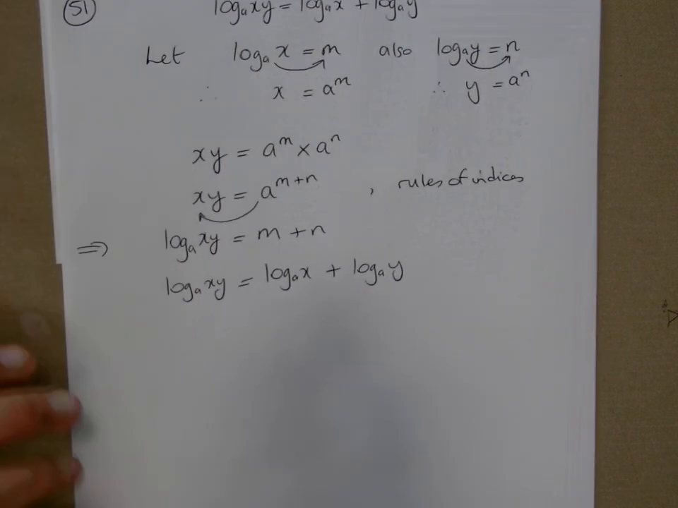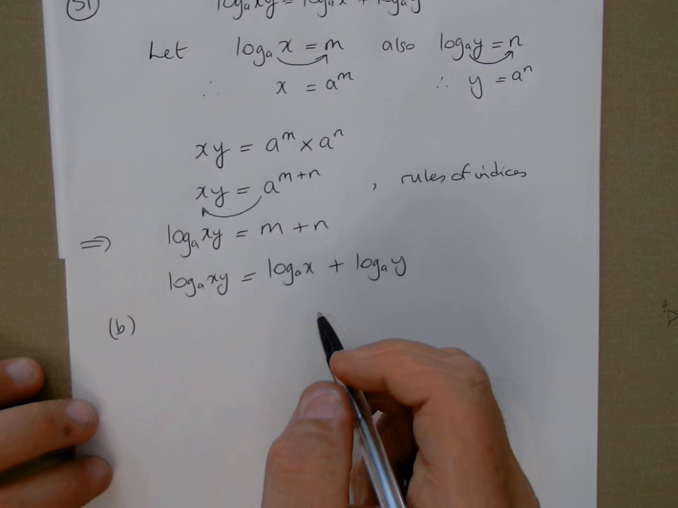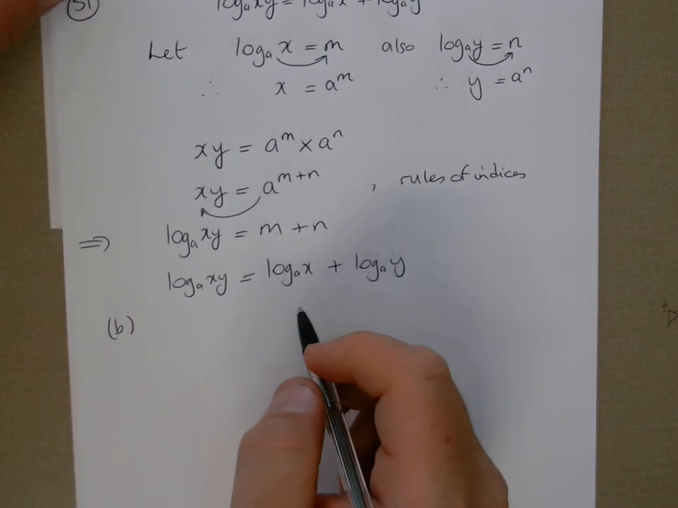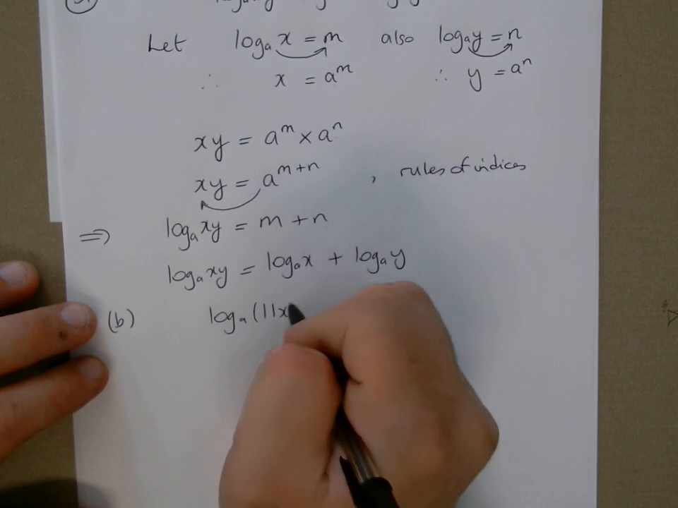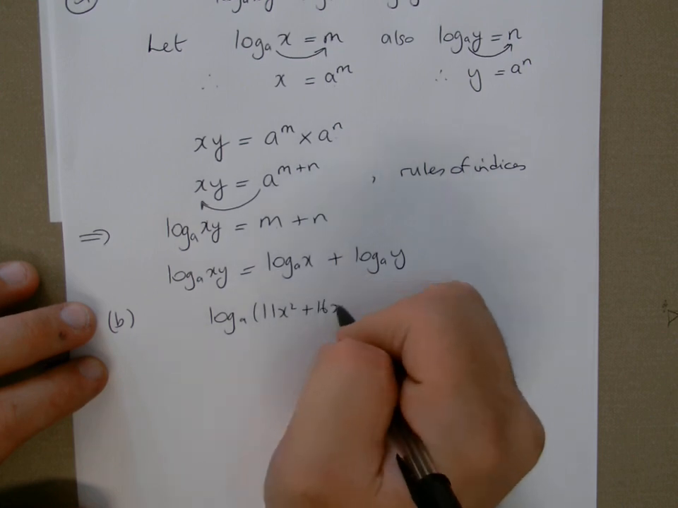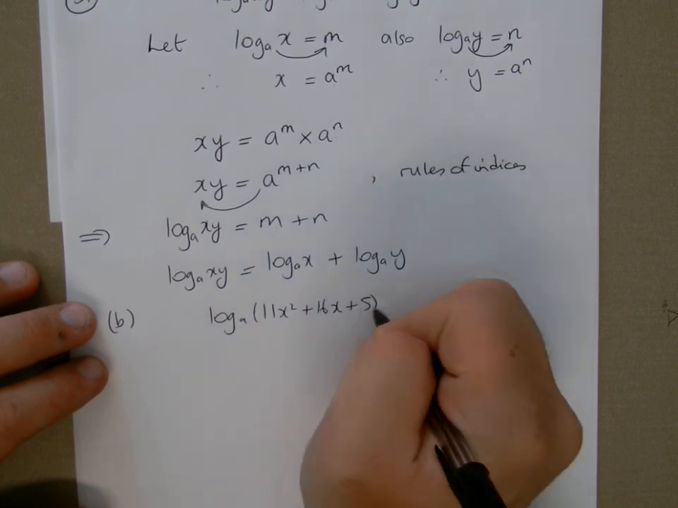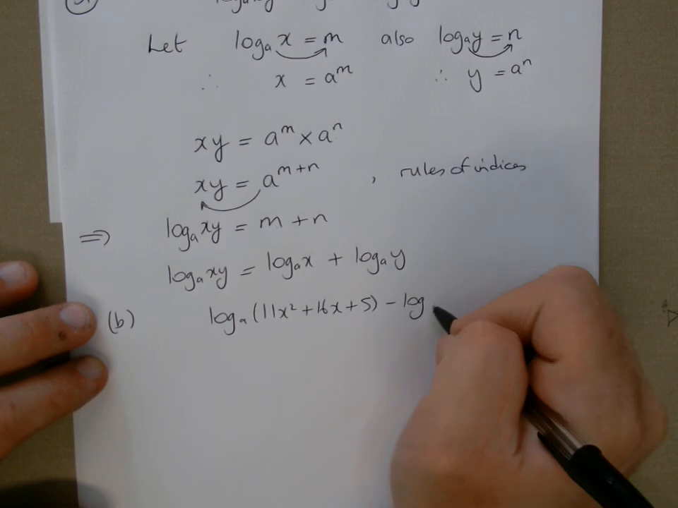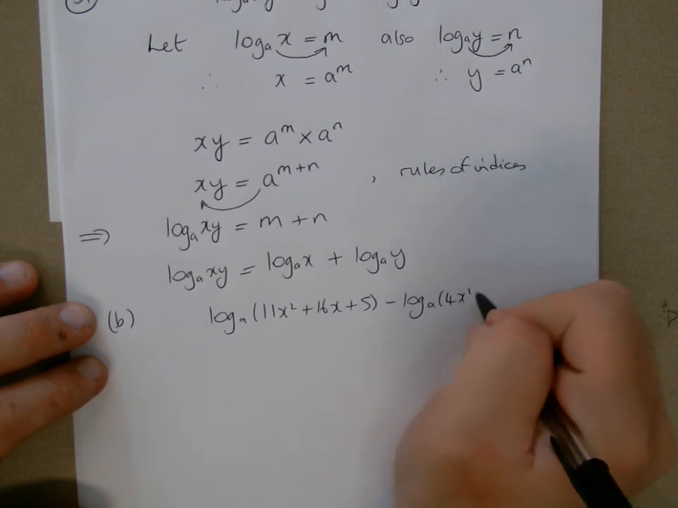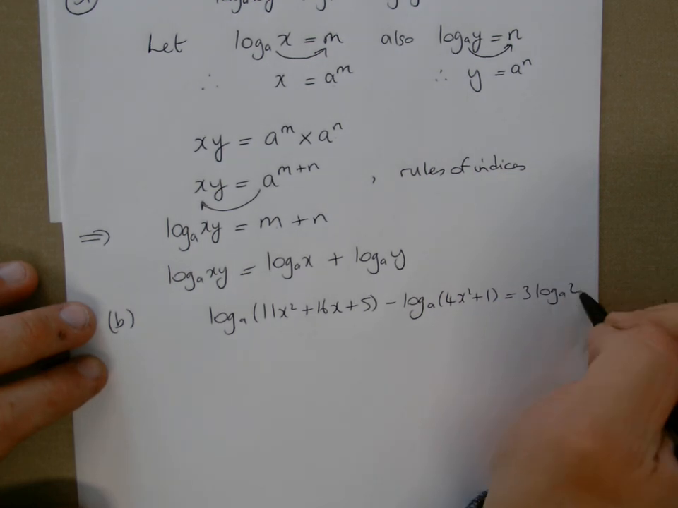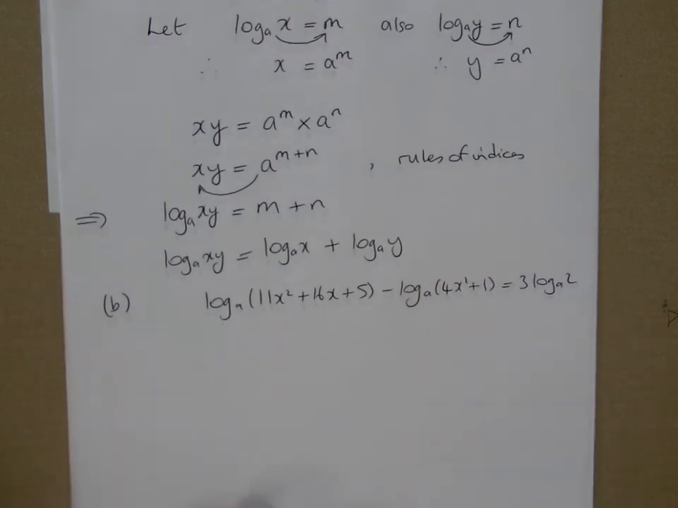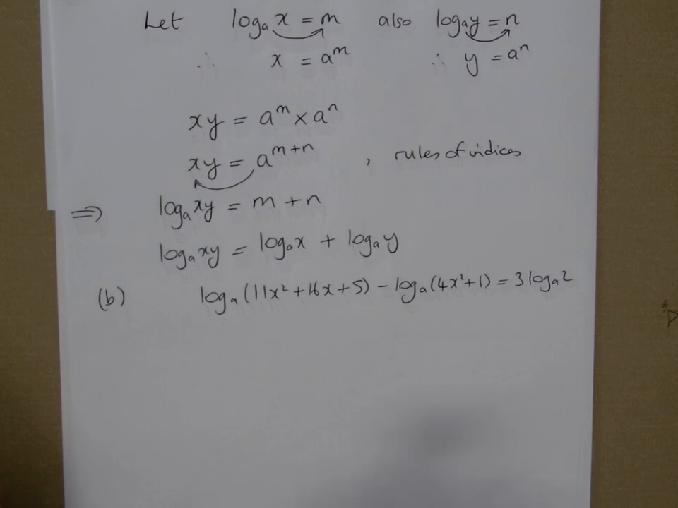In part B, we're asked to find all values of x for this equation here. So I'll just write it out. It's log to the base a in all instances there. And we're asked then to solve it.